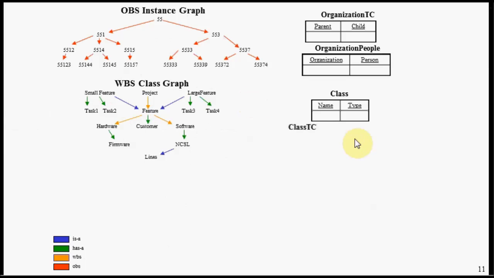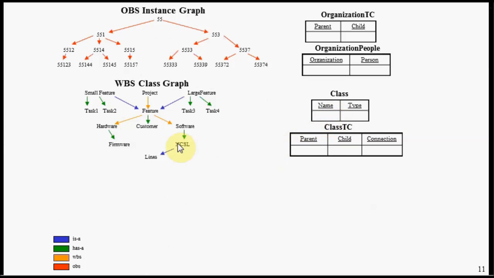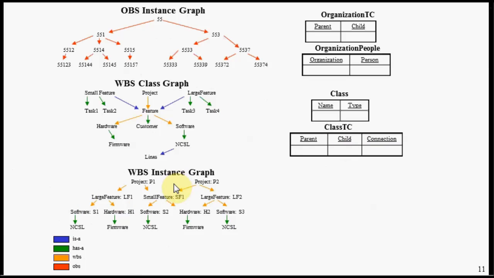We have a couple tables associated with this graph, a class table representing the nodes here and a transitive closure table of this graph. And we have another table here, a WBS instance graph, meaning that this represents an instance of this class graph. We have a couple projects here, P1 and P2, broken down into small features and large features, broken down into software and hardware units. We have a number of properties associated with these entities down here.